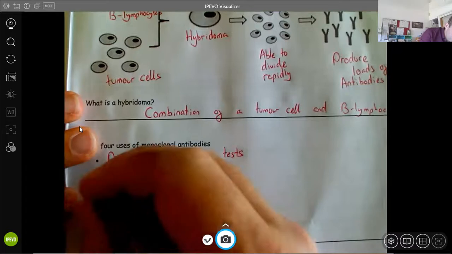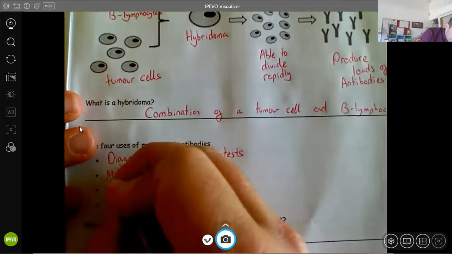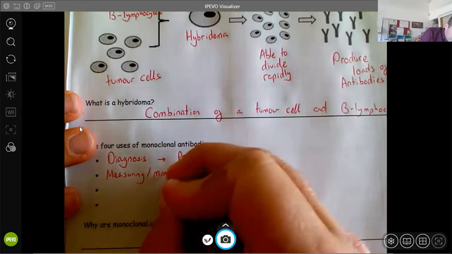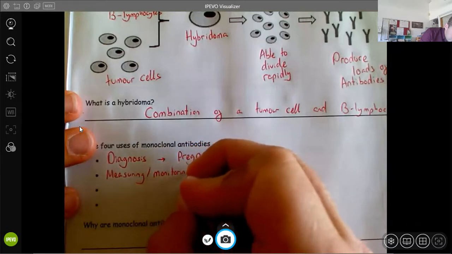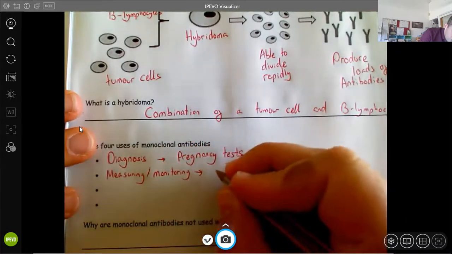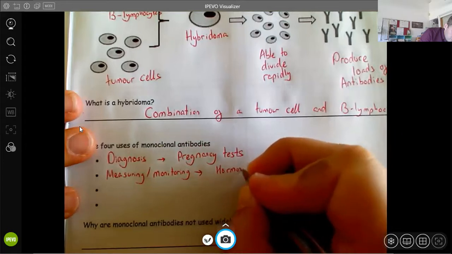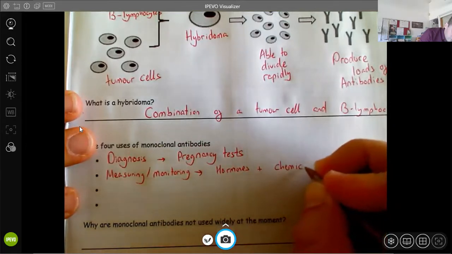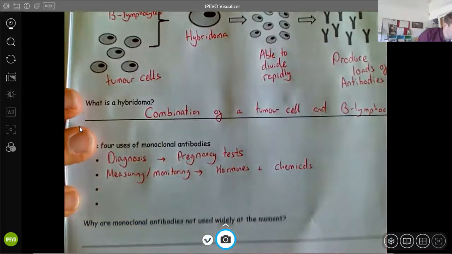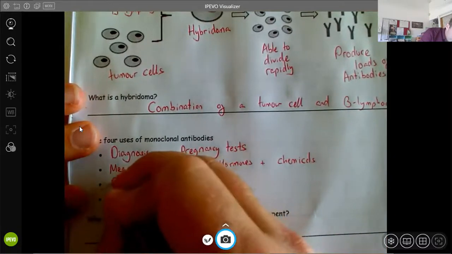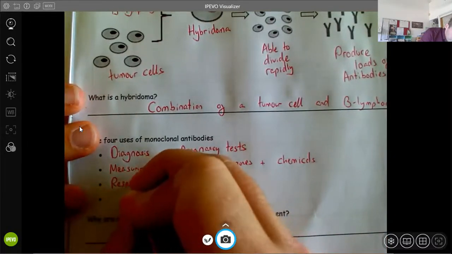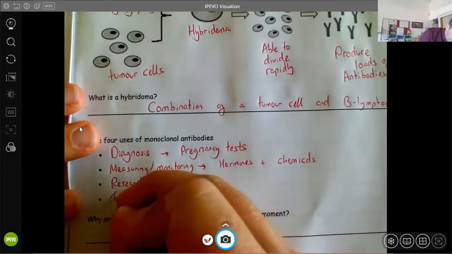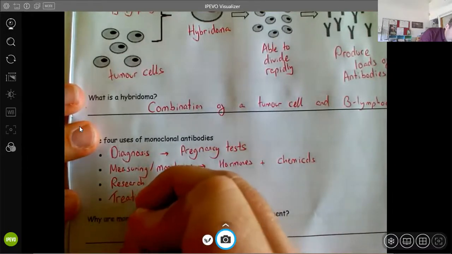We also use them for measuring and monitoring, in particular, hormones and chemicals in the blood. We also use them for research. And finally, we could also potentially use them for treating cancer.